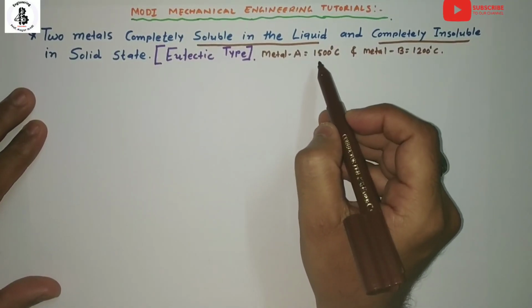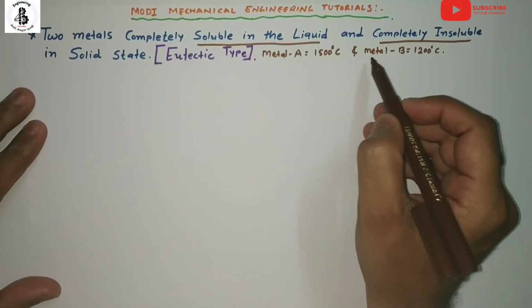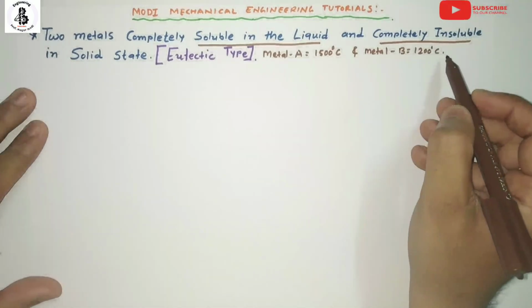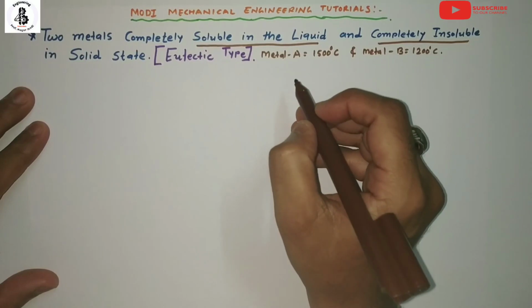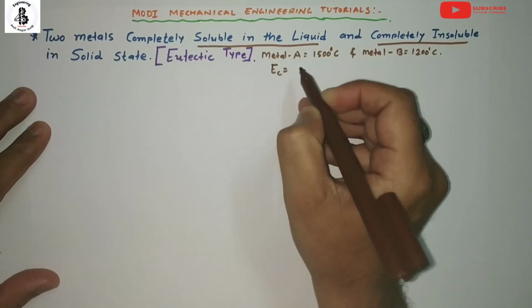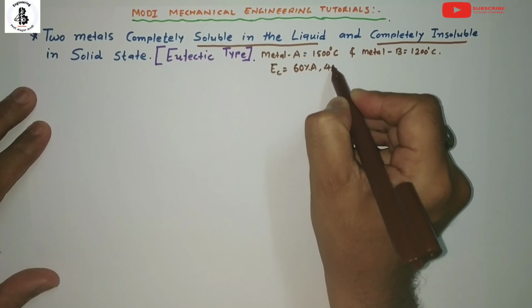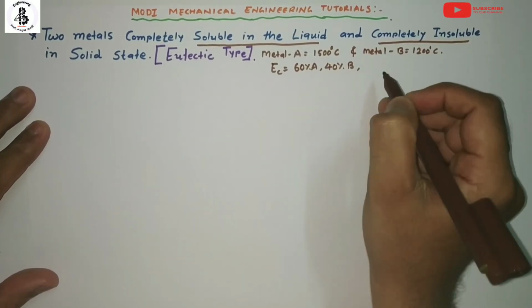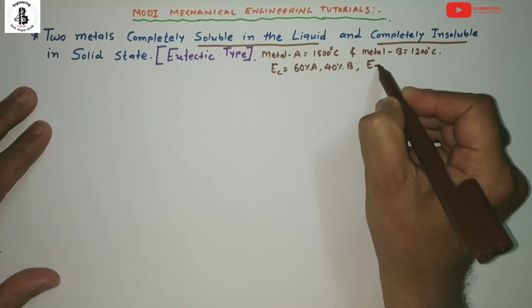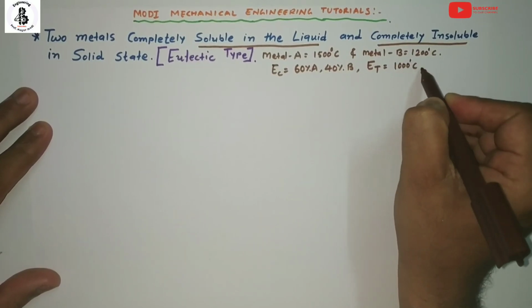Metal A has a melting point of 1500 degrees centigrade, and metal B has a melting point of 1200 degrees centigrade. Let me take a eutectic composition of around 60% A, 40% B, and the temperature will be known as the eutectic temperature. It will be around 1000 degrees centigrade.